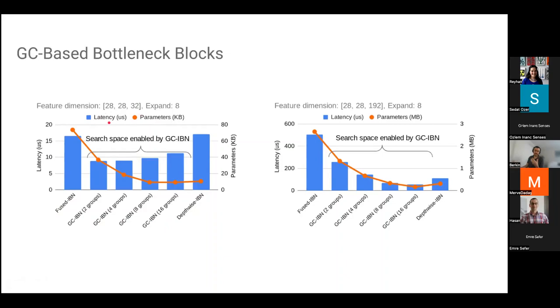And blue is the latency. This is the cost. So for example, in this one, if you look at the latency, original fused IBN and depth-wise IBN are the most costly. They have a huge cost in terms of latency, but the group versions are running faster. Or on this one, for a different tensor shape, they can still be the fastest option, but they also provide a decent number of parameters. So the idea is that it just enables a rich search space, right? So that we can optimize.